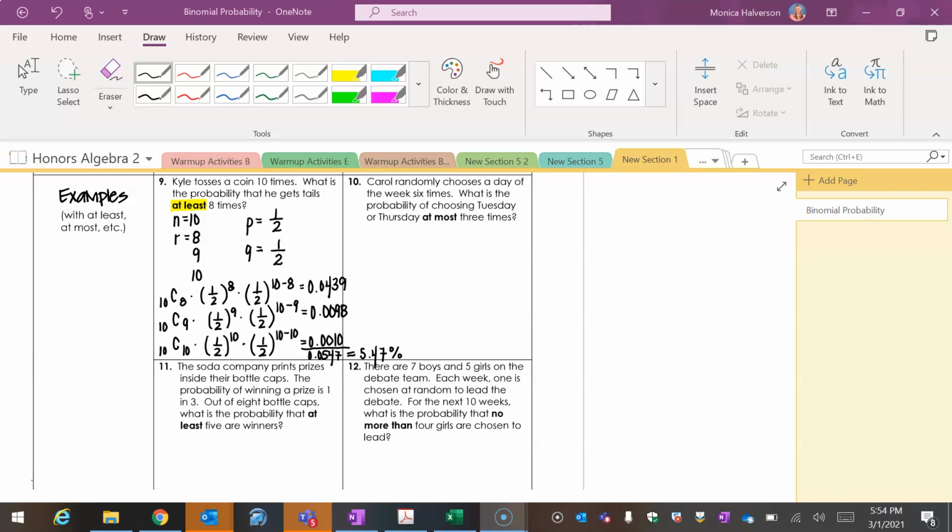Carol randomly chooses a day of the week 6 times. So our N value is 6. That's the number of trials. What is the probability of choosing Tuesday or Thursday at most 3 times? So at most means never, once, twice, or 3 times. All right. Now, what's considered successful is choosing Tuesday or Thursday. So that's 2/7. So then 5/7 is considered the failure. So you're going to have to fill this formula out 4 times.